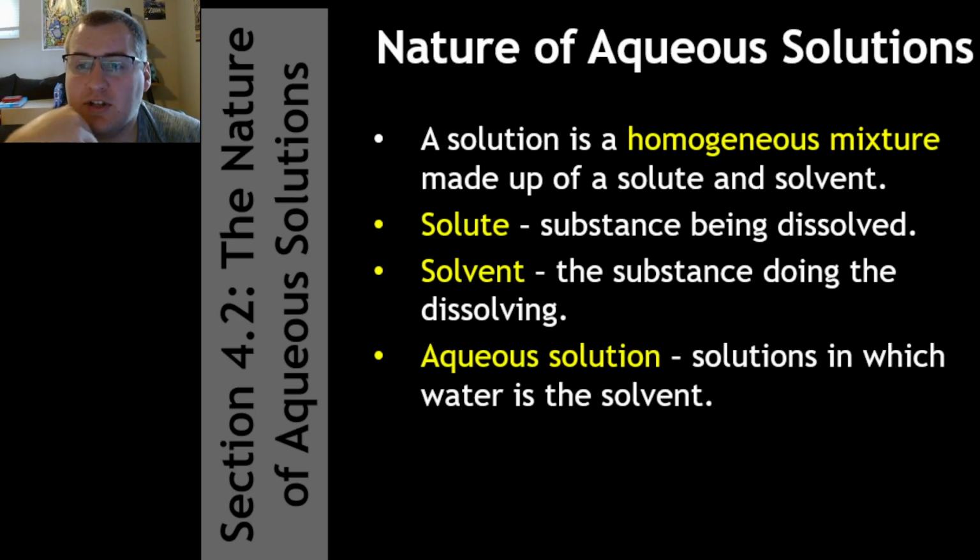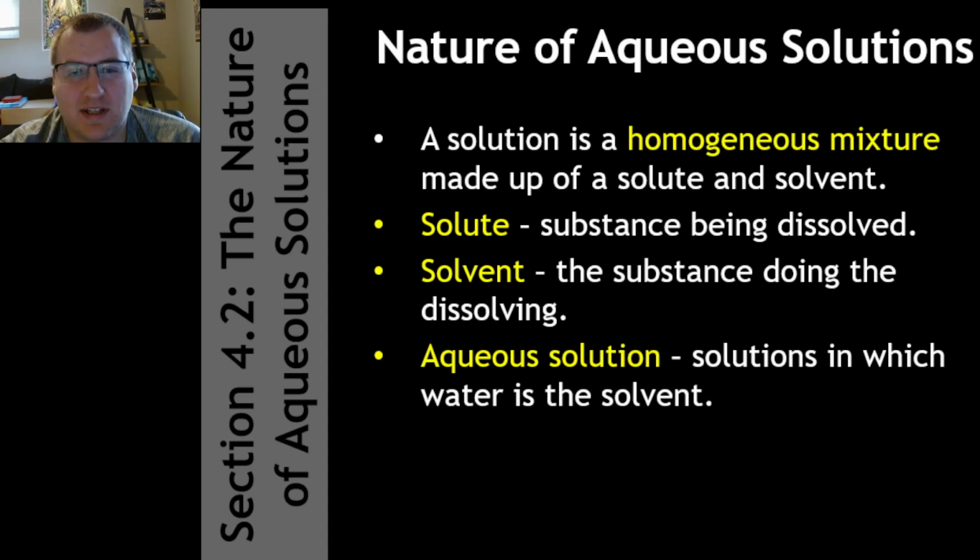All right, so the nature of aqueous solutions. A solution is a homogeneous mixture made up of a solute and a solvent. You've probably learned about this every year since like 6th grade, but a solute is whatever is being dissolved. So it's usually a solid that you start with, and you take a little bit of it and dissolve it in your liquid. And then the solvent is that liquid that's doing the dissolving.